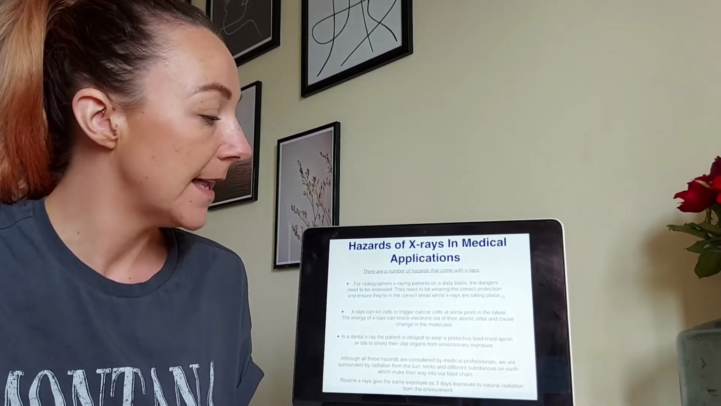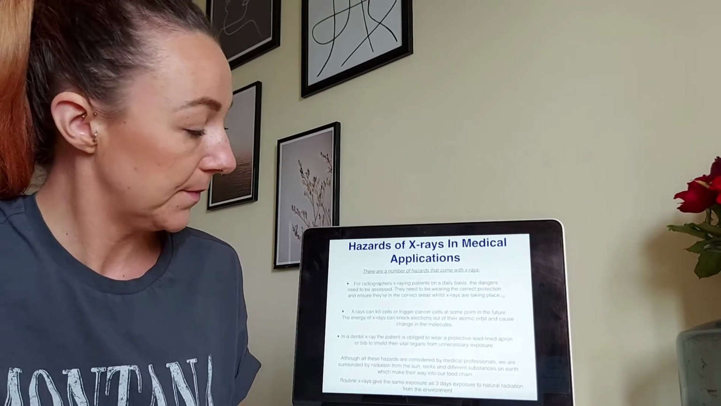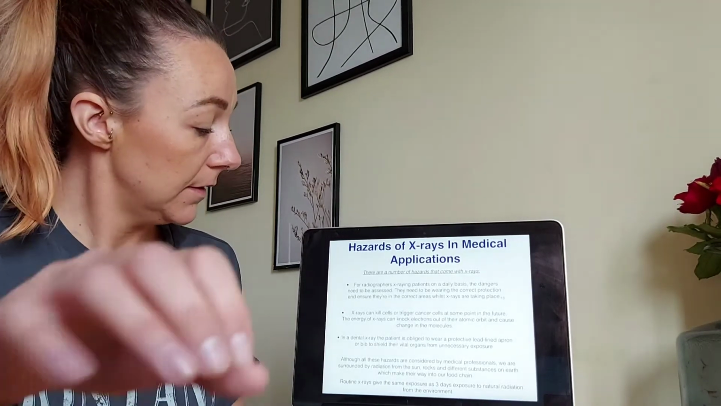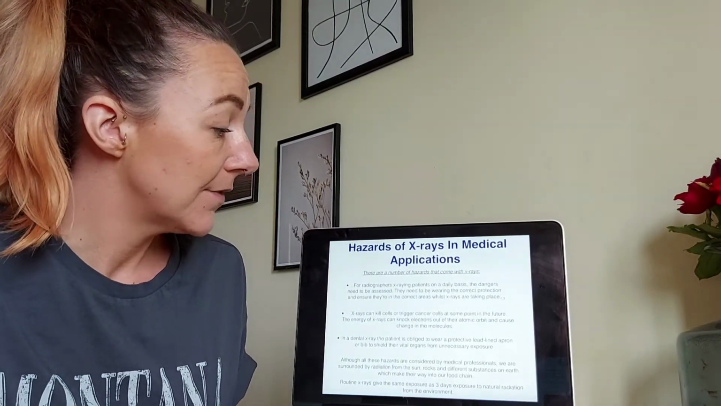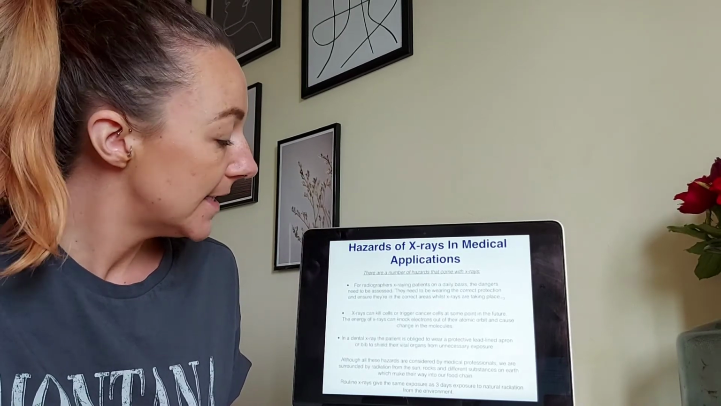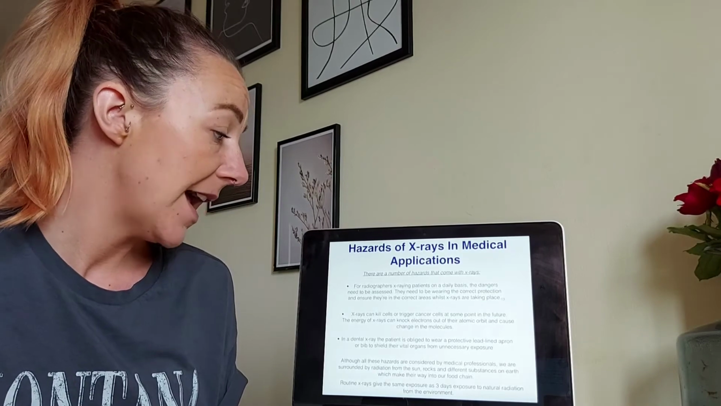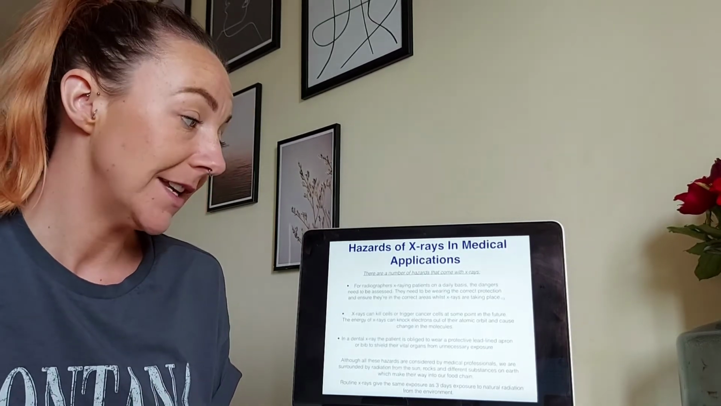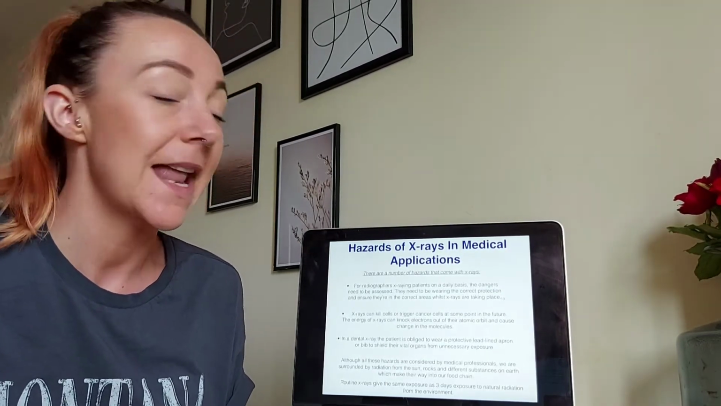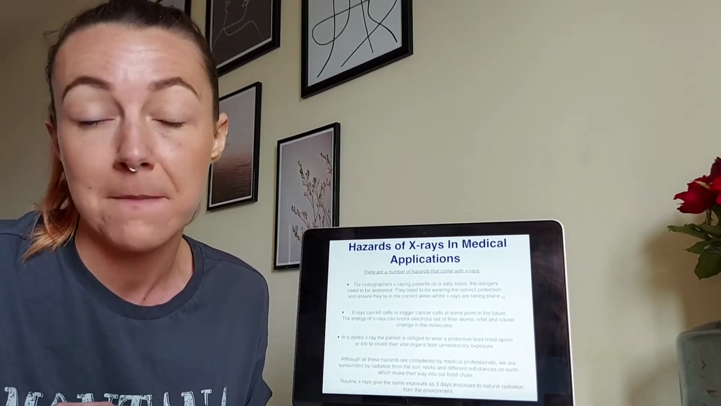Hazards of X-rays in medical applications. There are a number of hazards that come with X-rays. For radiographers X-raying patients on a daily basis, the dangers need to be assessed. They need to be wearing the correct protection and ensure that they are in the correct areas whilst the X-rays are taking place. They will usually wear a dosimeter badge to monitor their exposure to dangerous radiation throughout the day.